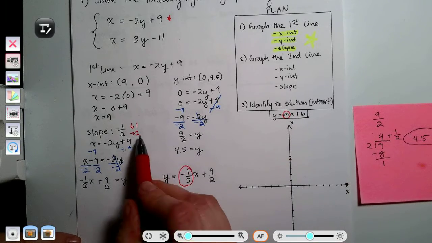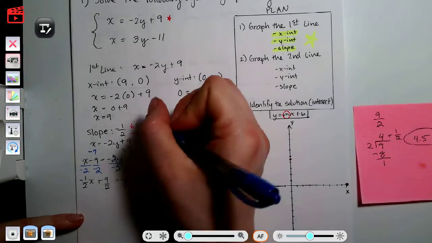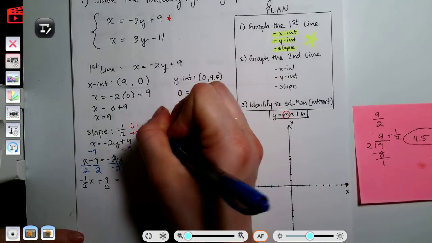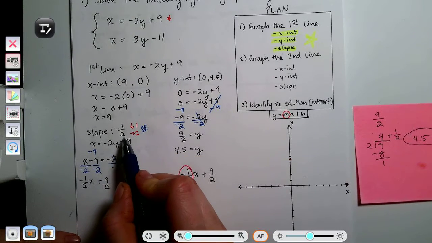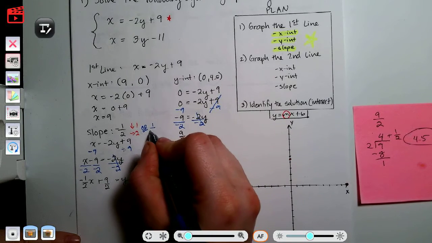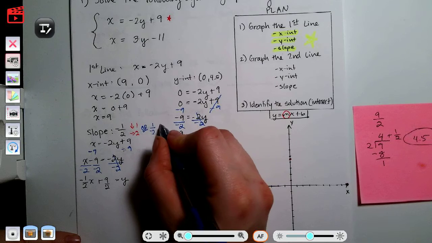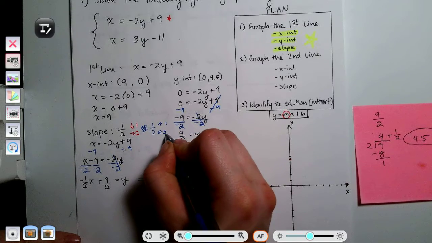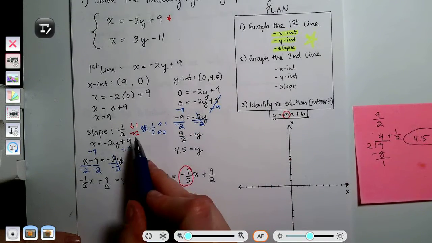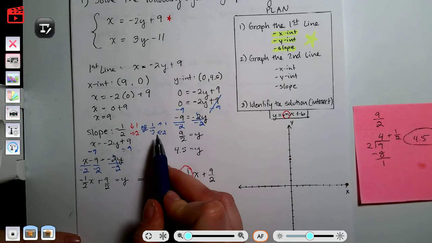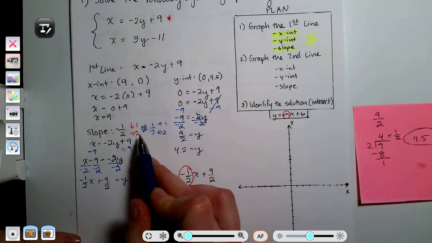So we could do that method, or if we chose the negative to go with the 2, for example, this means it'd be going up 1 and back 2. So remember, either version of the slope works. You can choose to have the negative with the top or the negative with the bottom.